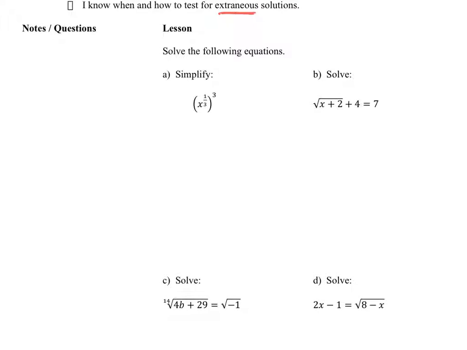So A is a pretty basic problem here. We have to simplify this. We'll have x to the 1/3 power to the 3rd power. And remember, when I raise a power to a power, what I'm doing is multiplying these two things. So I have x to the 1/3 times 3 power. 3 times 1/3 is 3/3, which is just x to the 1st.